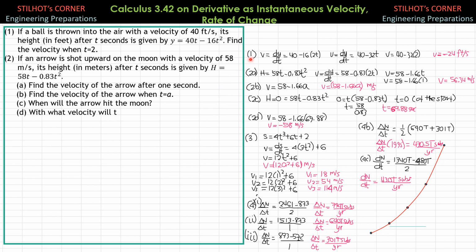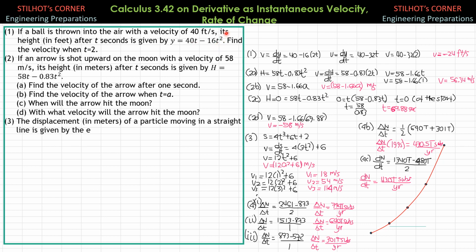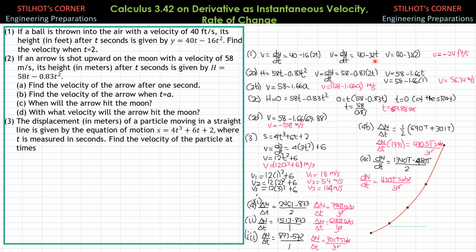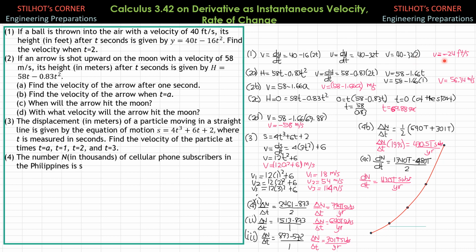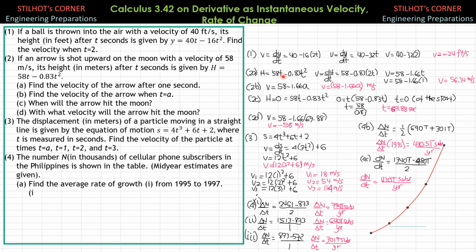So for part 1, velocity is derivative of y with respect to t, so it is just 40 minus 16 times derivative of t squared, which is 2t, simplifying v equals dy/dt equals 40 minus 32t. So the given time is 2 seconds. So 40 minus 32 times 2 is negative 64 feet per second. So meaning to say the ball is falling after 2 seconds. Then problem 2.